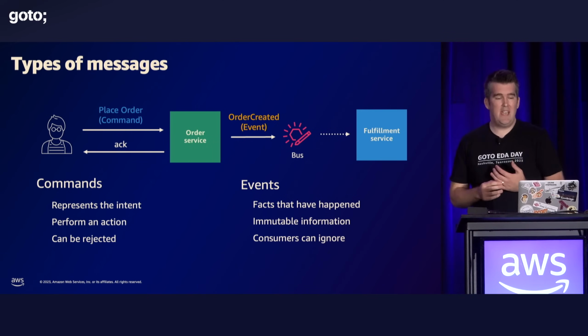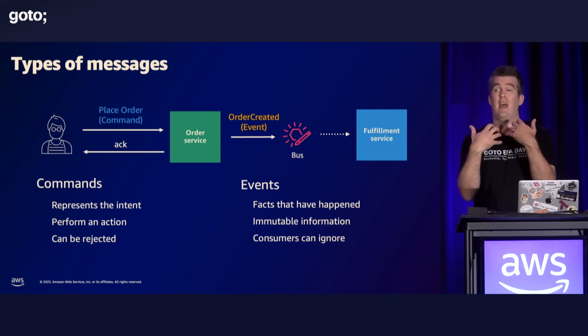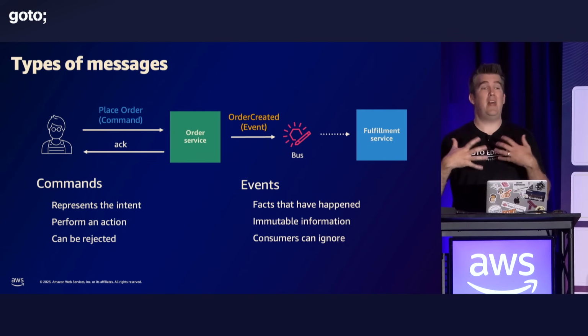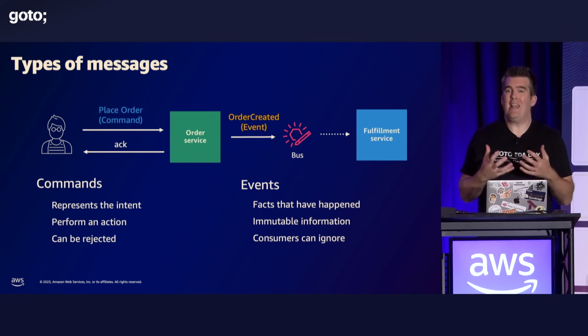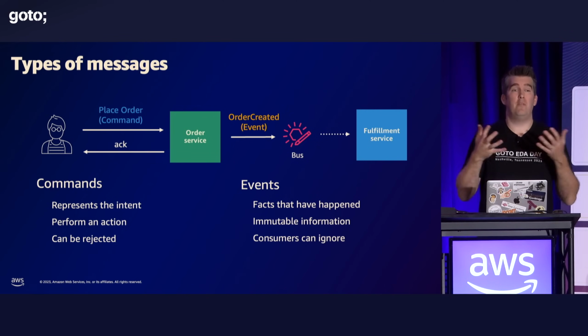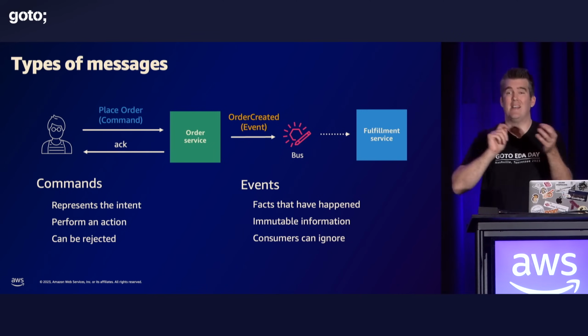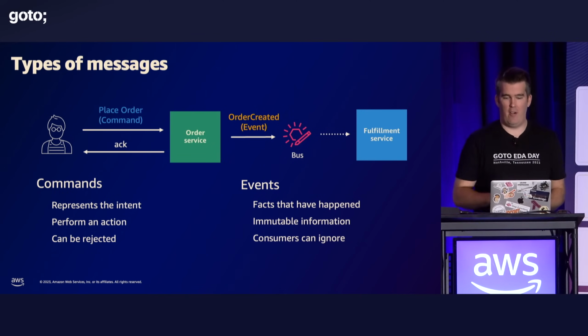Now the order service here says, thank you very much. The order has been created, which raises an event. So on the right, we have an event. An event is a fact that has happened. It cannot be undone. It's just this immutable information. With this information, we can have consumers, and we can react to these things happening in our architecture.